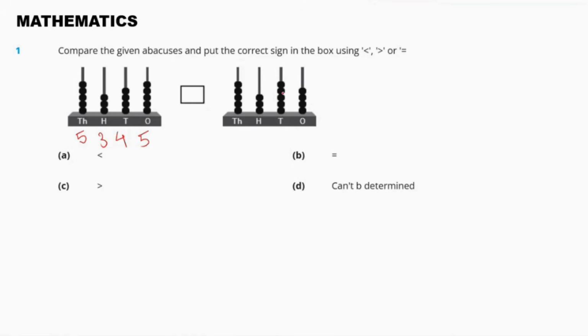Now talking about the second abacus, in thousands place, it is 5. In hundreds place, it is 3. In tens place, it is 5. And for ones place, it is 4. Now, this is the second number. Now, when we compare this, we can clearly see that 5,354 is greater than 5,345. Therefore, the sign that we'll put is less than sign. Okay, so the right answer for this question will be option A.